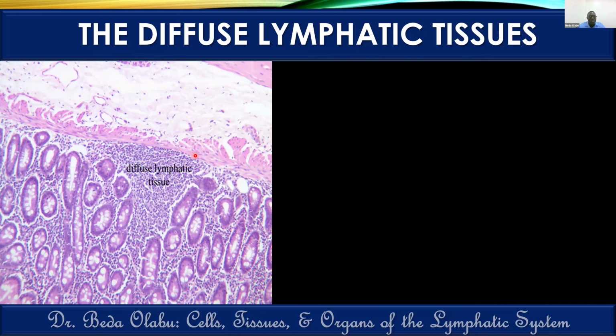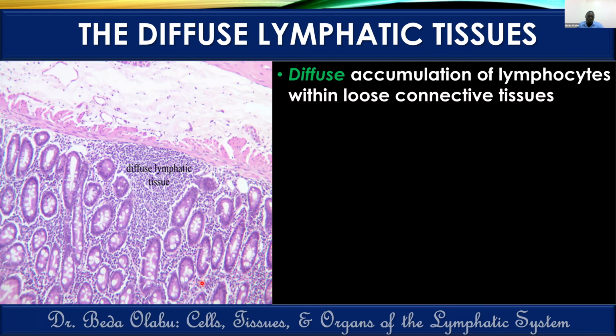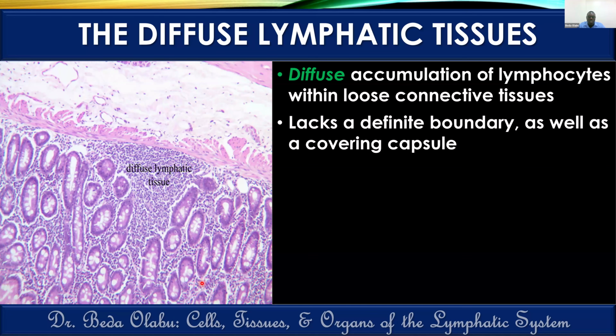This cluster of lymphocytes, we cannot even tell how far it extends. If you look at this region, we can still see some cells. We can't tell how far it extends. Yes, you have a big cluster here, but we still have extensions on the other side. So this is what we call the diffuse lymphatic tissue. A diffuse lymphatic tissue is an amorphous accumulation of lymphocytes within loose connective tissues. They do not have a definite boundary, neither do they have a capsule that surrounds them. So they're just present all over.